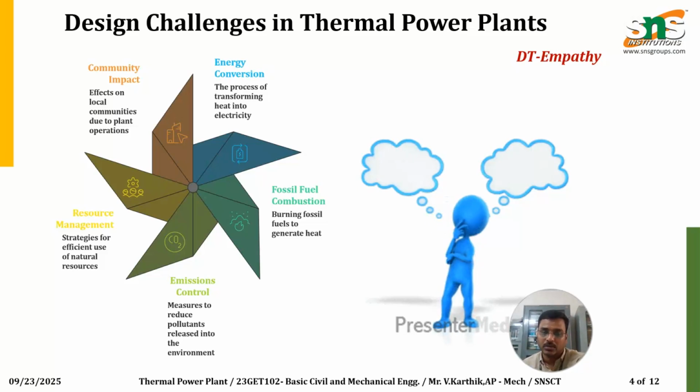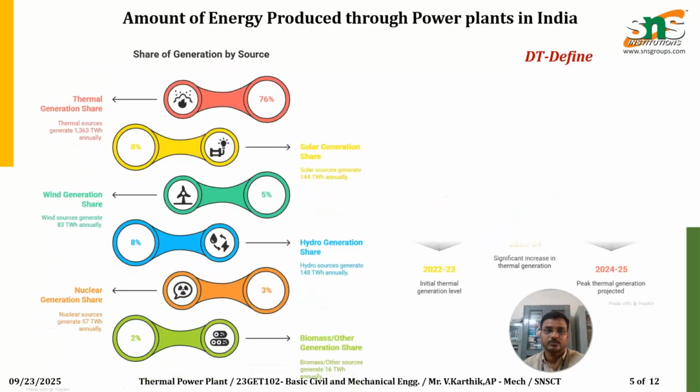For fossil fuel, it is the burning of fossil fuels to generate heat. Here in the thermal power plant, we use coal to produce the heat. Then emission controls, where to minimize environmental pollutants, we use emission control systems. And then resource management, which is about the availability of resources used to fire the fossil fuels. And then community impact, which is the effects on the local communities due to the power plant operations.